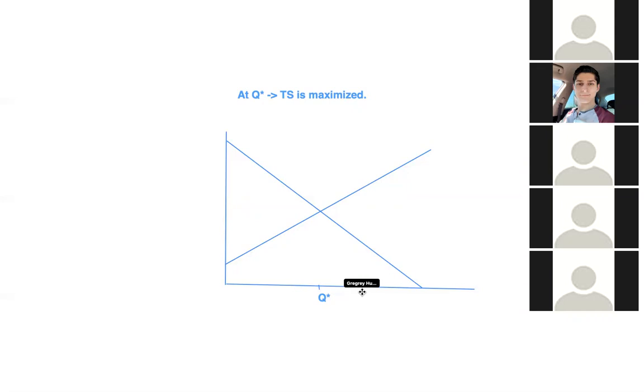Now, I talked about it a little bit last time that it could be the case that there were other quantities that gave the same amount of total surplus, right? But you couldn't get it any bigger. We know that's true, right? I mean, assuming that all the conditions of the first fundamental welfare theorem are satisfied, and the theorem is actually a true statement.